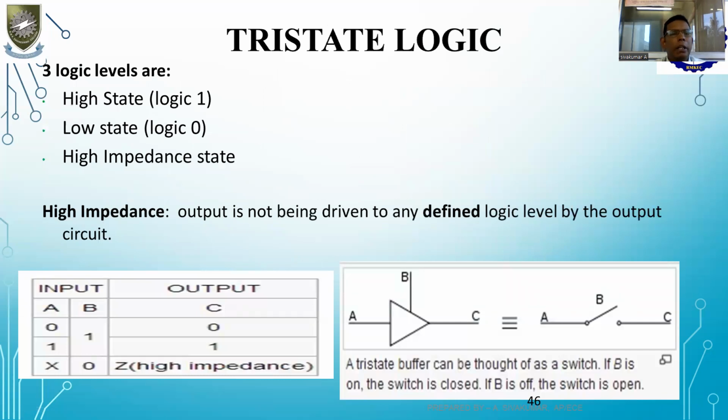Tri-state logic means a device having 3 states. One is the high state, which means logic 1. The low state means logic 0. The high impedance state means the output is not being driven to any defined logic level by the output of the circuit. That is called the high impedance state.